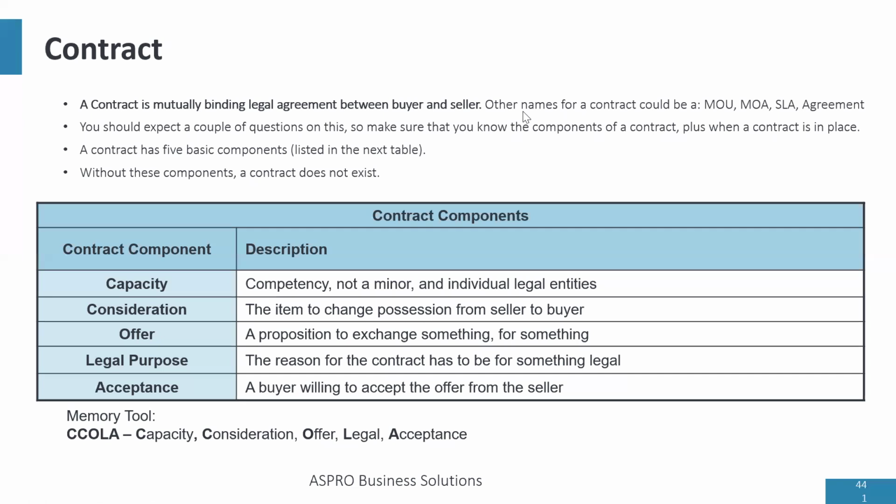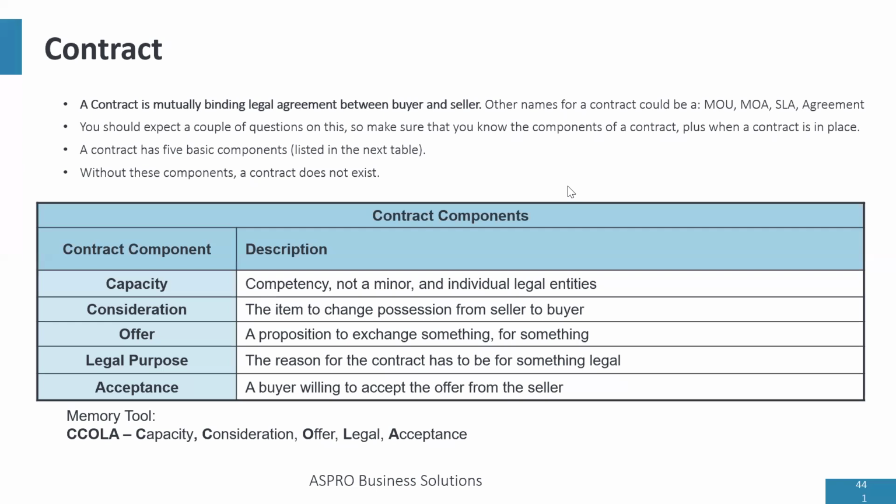About contracts. A contract is a mutually binding legal agreement between buyer and seller. Now, in procurement, we are engaging work with vendors and there must be some form of agreement. Other names for a contract could be a memorandum of understanding, a memorandum of agreement, service level agreement, or even just agreement. Now let's look at what makes up a contract.